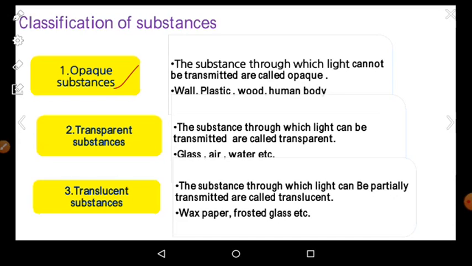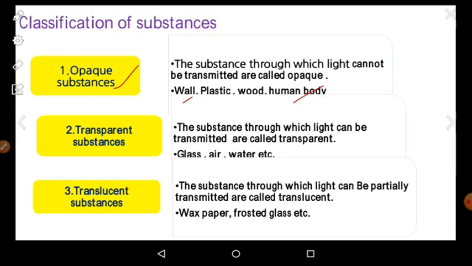Number 1, opaque substances. These substances are like wall, plastic, wood, and the human body. We have many other substances also which will not allow the light to pass through them. It means the light cannot travel or propagate through these substances, which are called opaque substances.